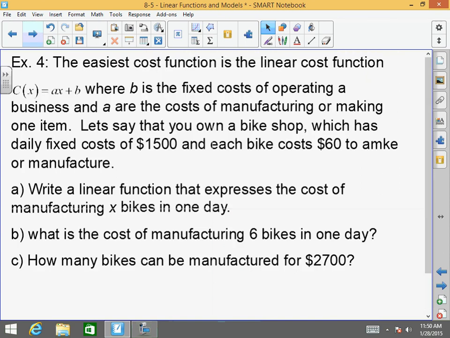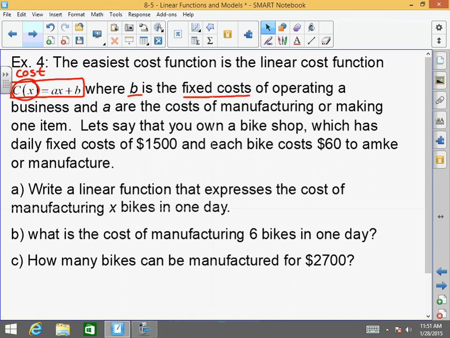The easiest cost function is a linear cost function. There are a lot of different types of cost functions. You can have quadratic cost functions and all sorts of different cost functions. But the easiest is that of a linear cost function. And a linear cost function, bare bones, is C of x equals Ax plus B, where of course C of x is the cost. That's your dependent variable.